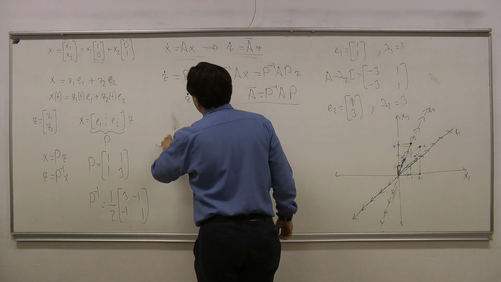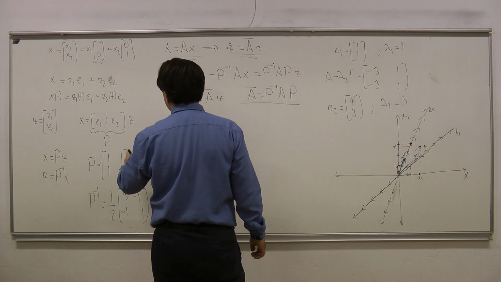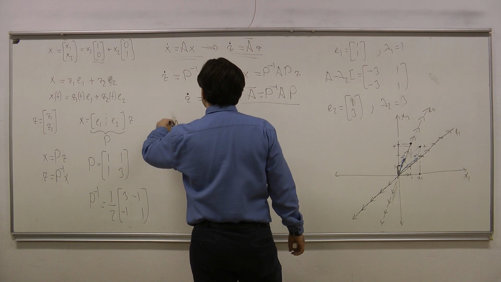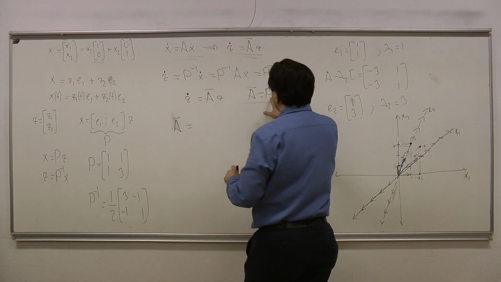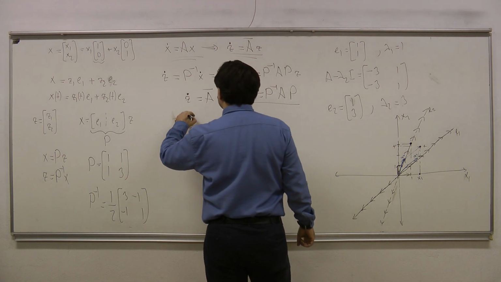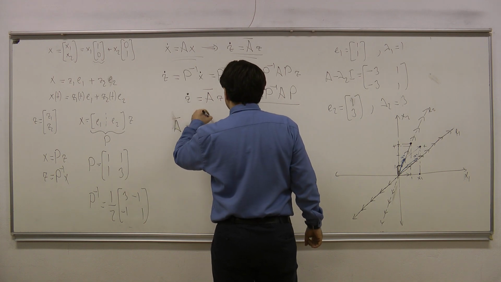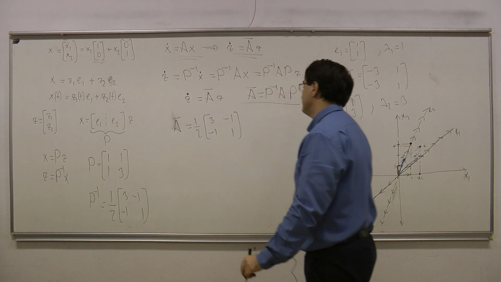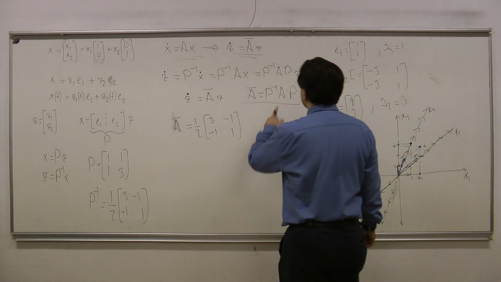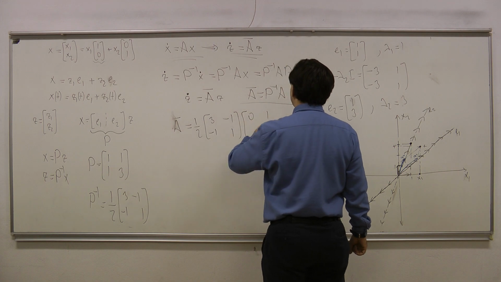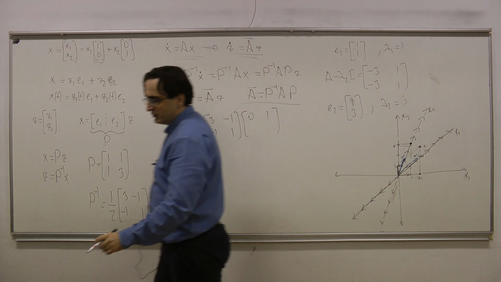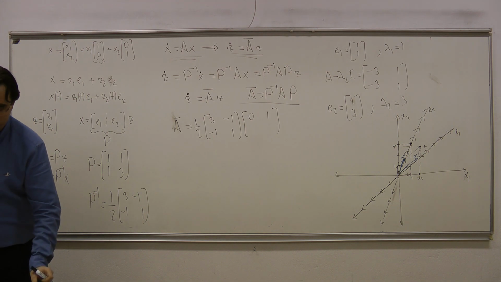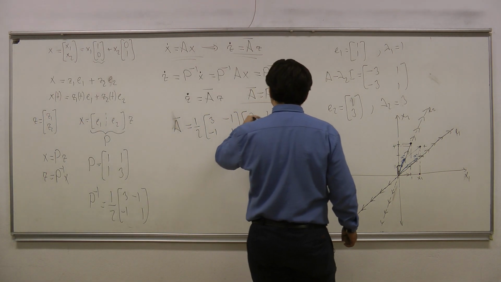So let me try to calculate this matrix for our example. P was given like this, P inverse was given like this. P inverse is that matrix, 1 over 2, 3 minus 1, minus 1, 1 here. And the A matrix, what was the second row? Minus 3, 4.